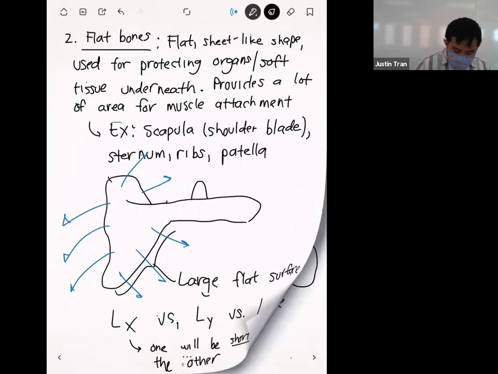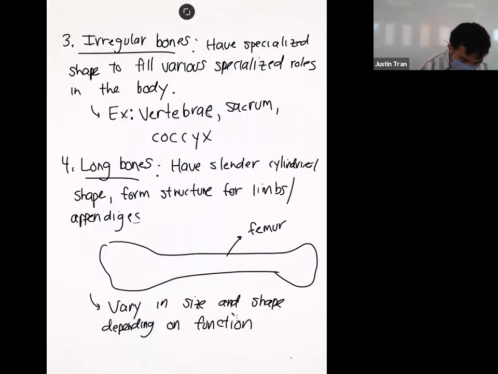And then if you do the same thing for a long bone, we consider LX versus LY versus LZ. For a long bone, one of these will be longer than the others, because that's the dominant direction.